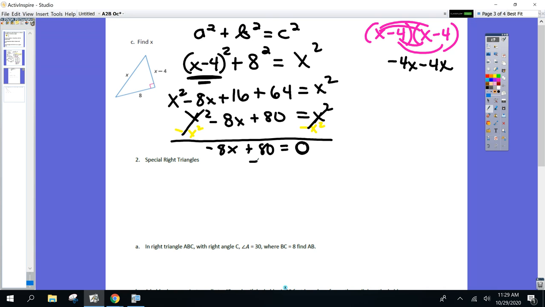Perfect. So I get negative 8x equals negative 80. Guys, divide both sides by negative 8. X is going to be equal to 10. All right? That's the Pythag level we're at. Questions from you guys? So there's Pythagorean Theorem, a little quick review of that. All right? All good? Questions?